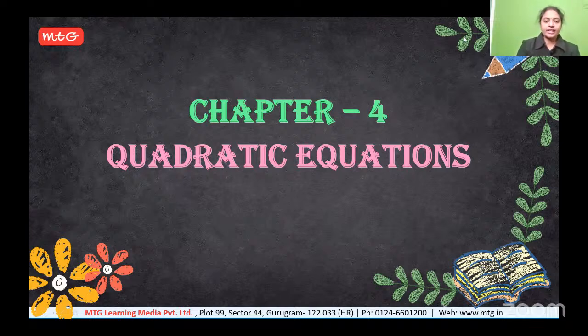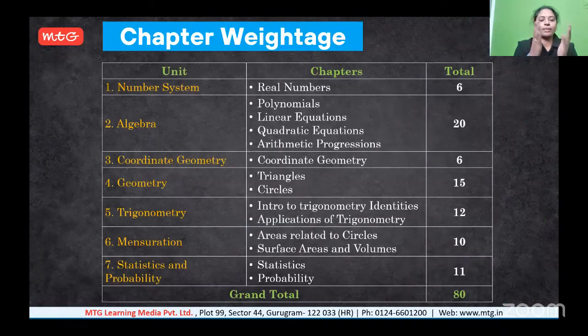Before starting anything, let's see what is the weightage of this chapter. As all of you know, this chapter belongs to the category of algebra, where you have 4 chapters: linear equations, polynomials, quadratic equations, and arithmetic progressions. Linear equations and polynomials are already done. Now we are with the 3rd chapter, which is quadratic equations. On average, if it is 20 marks, you have a scope of getting 5 to 6 marks. That is the average weightage of this chapter.